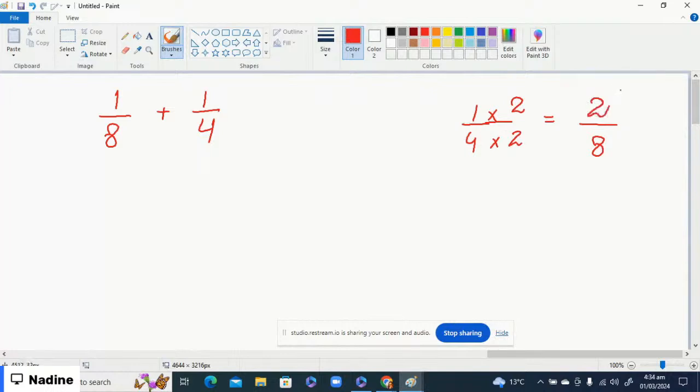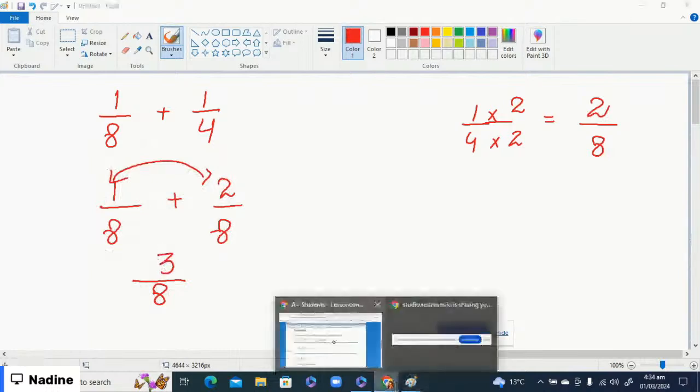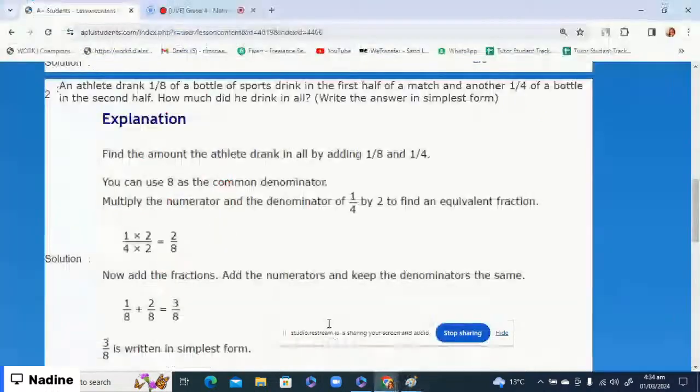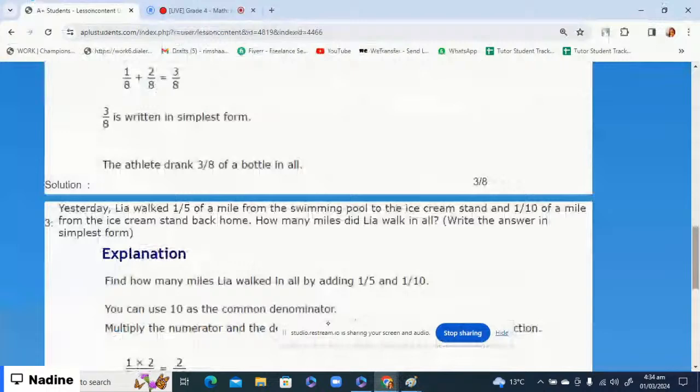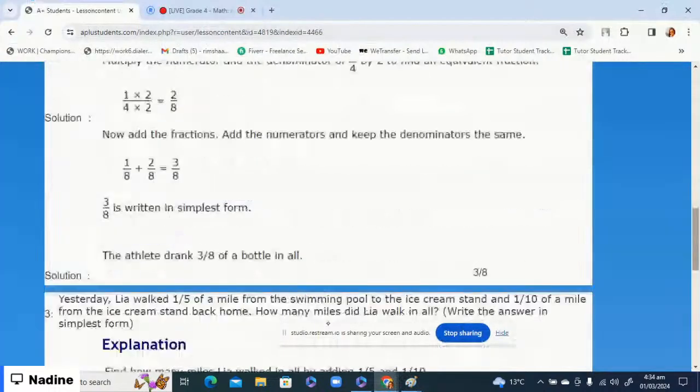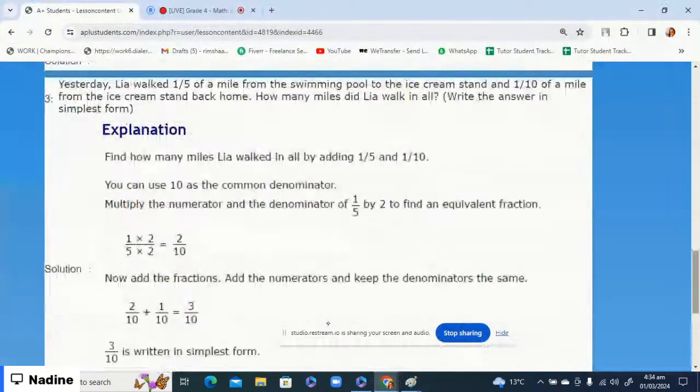Let's write 1 by 8 add up with 2 by 8. Okay, now it is common in both of it and then just add up with 1 and 2. 2 plus 1 is 3. So 3 by 8 is our answer. So 3 by 8 of our water he did drink in all. So he drank 3 by 8 of a bottle in all. Let's do the next part.